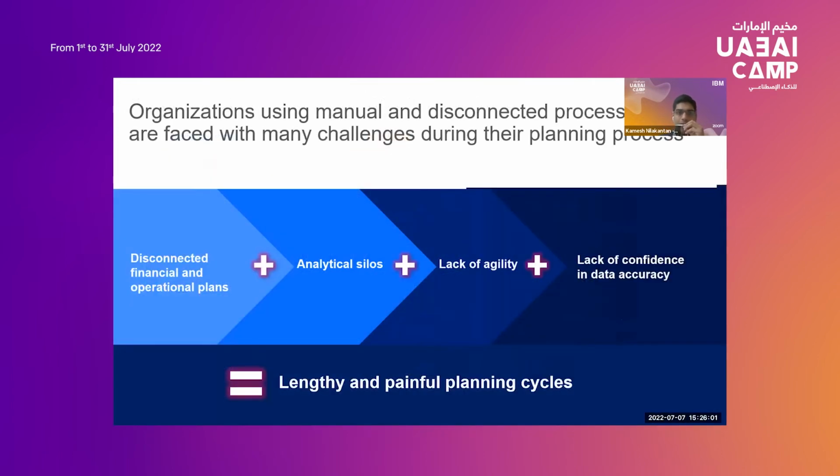Now, eventually, the issue that you see is a longer planning cycle. Why does it happen? Because of disconnected processes, because things are not integrated. Contributors cannot work on it in a common and consolidated way. Things are siloed. There is lack of agility. It's going to be extremely slow, and there is lack of confidence in the plans and forecasts that get generated because we don't know whether it has gone through all the required layers of approvals.